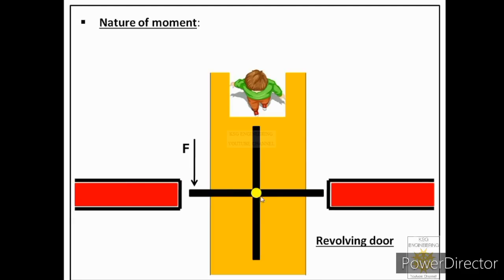So if we have to find the moment of this particular force about this particular center, then that will be equal to the product of magnitude of the force and the perpendicular distance between the line of action of the force and the axis of rotation. Now whatever value we get, we have to tell about the nature of that moment generated by this force. As we have seen, because of the application of this force, this door rotates in anti-clockwise direction.